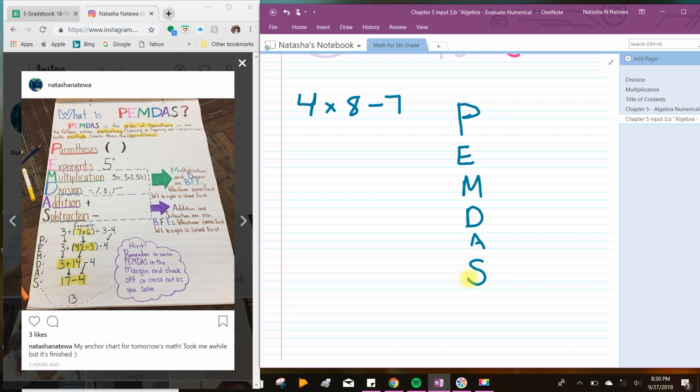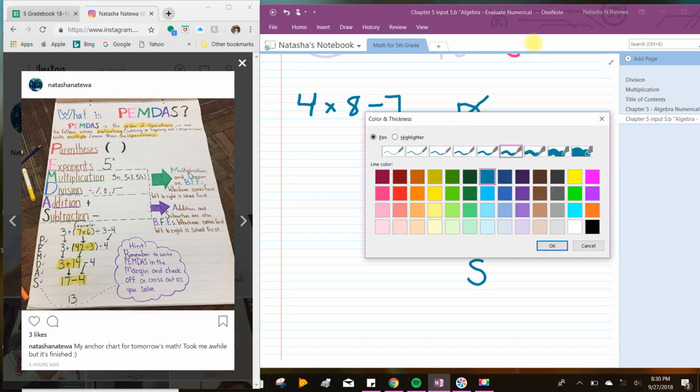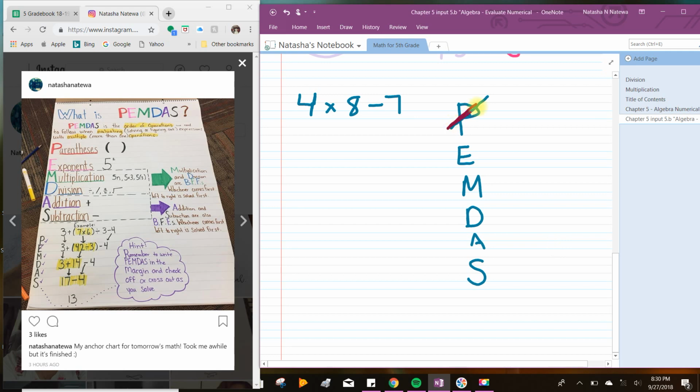Alright. Are there any parentheses? No. So cross out parentheses. There are no parentheses, so we're not going to worry about parentheses. Are there any exponents? Is there anything with a big base and a small number next to it? No, so cross out exponents. Is there multiplication? Yes. So we're going to do multiplication first. What is 4 times 8?